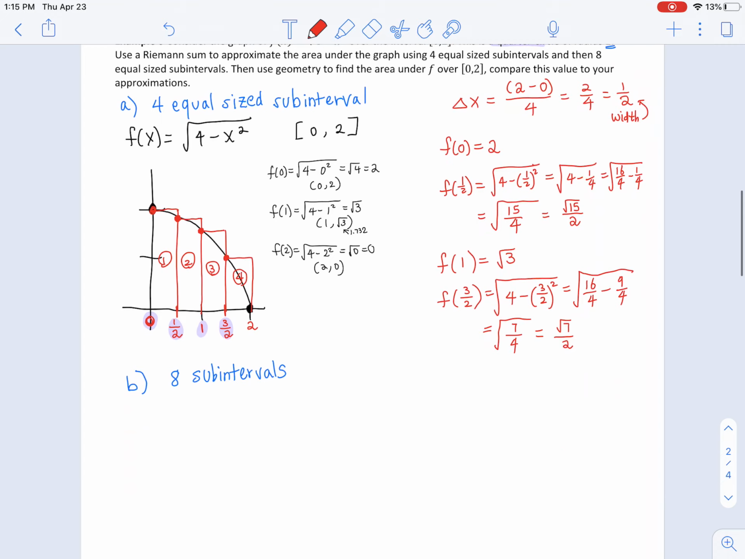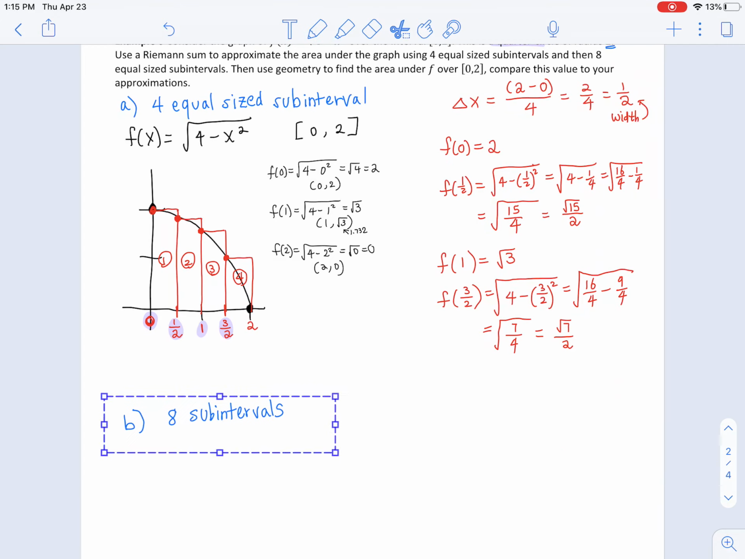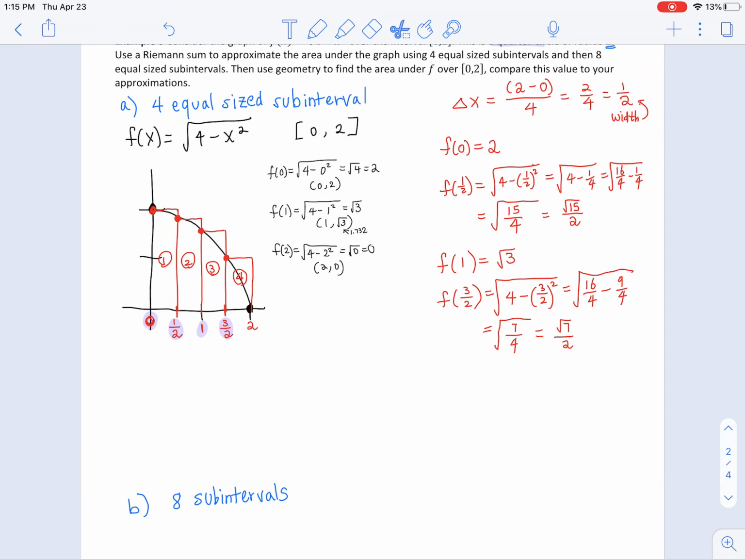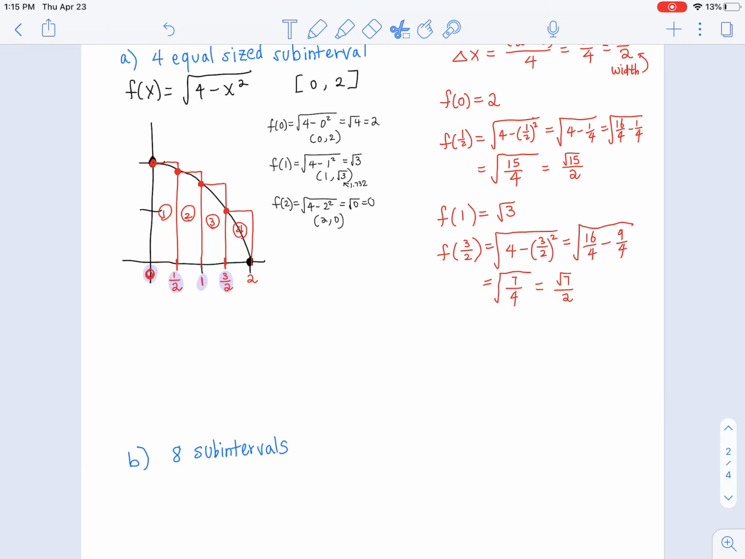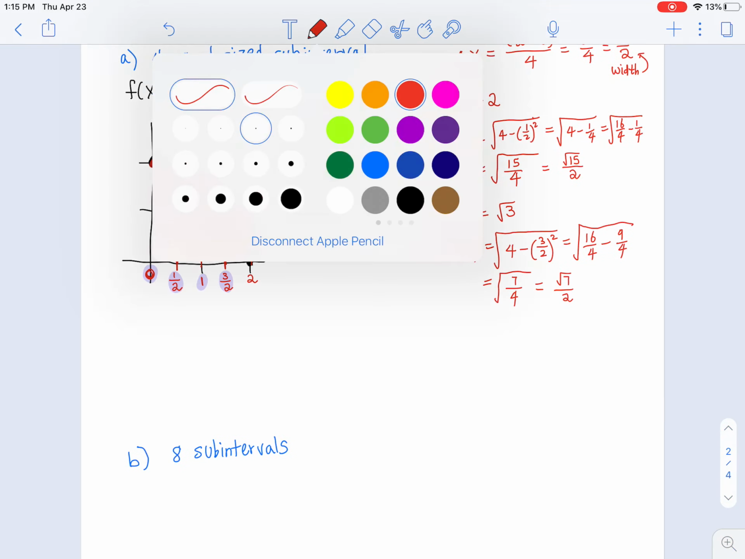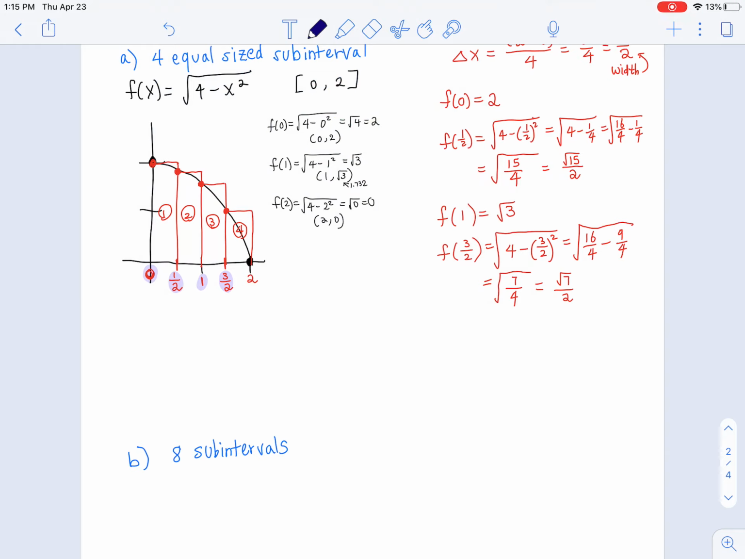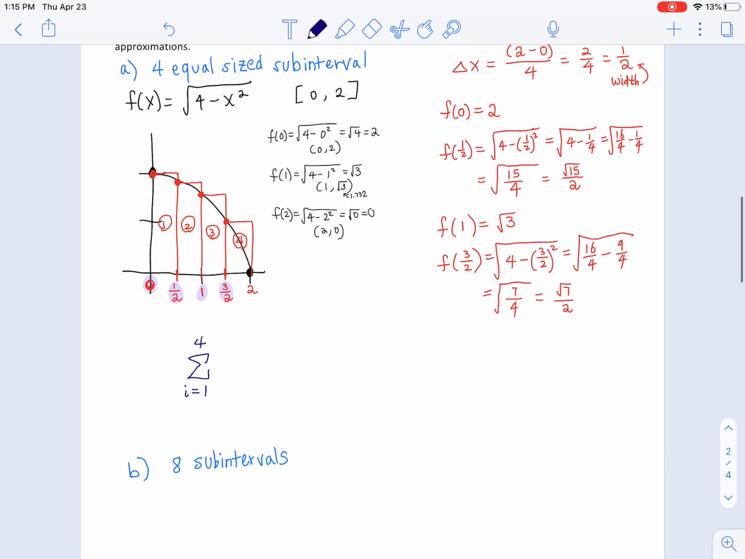Therefore, square root of 7 over, not 4 in the denominator, square root of 4 comes out as 2. Yay! So, I had to do 4 substitutions. Why? Because I needed 4 different heights for 4 equal size, equal width rectangles. So I'm going to go ahead and now find the Riemann sum. I'm going to find the area now.